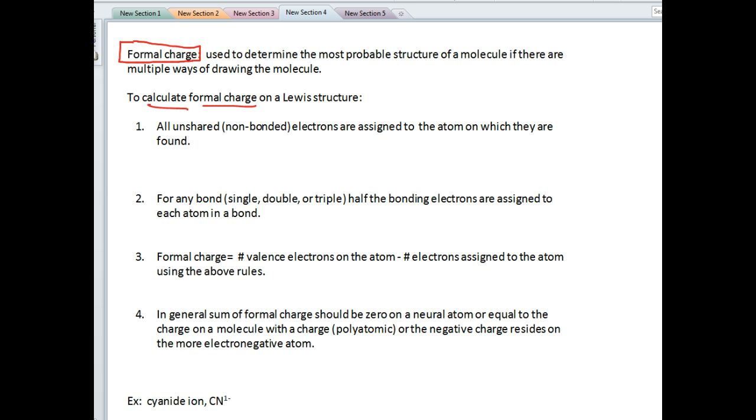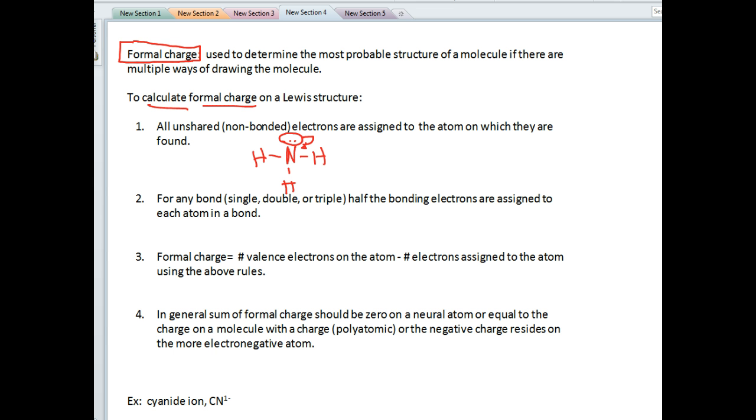First off, it says all unshared or non-bonded electrons are assigned to the atom on which they are found. So what that means is we just count the non-shared electrons. Let's say we were looking at an ammonia molecule, and there was an unshared pair of electrons on the ammonia right there. We would say that those 2 electrons are now going to be assigned to nitrogen. So that's all that means. We count them.